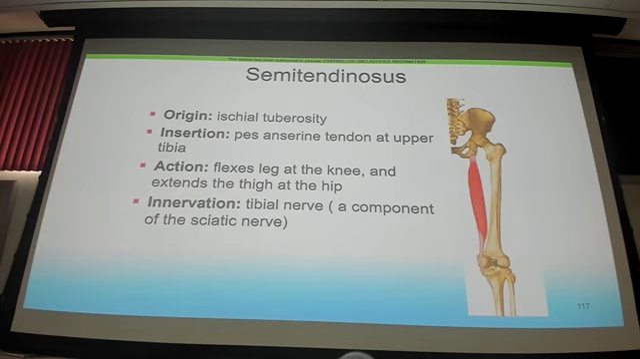Right. Semitendinosus originates off the ischial tuberosity. It's the second muscle. Now we have two. We had sartorius. Now we're going to add semitendinosus. It makes an insertion on the medial side of the knee at the pes anserinus. So its job: extend the hip, flex the knee, and it is tibial nerve.